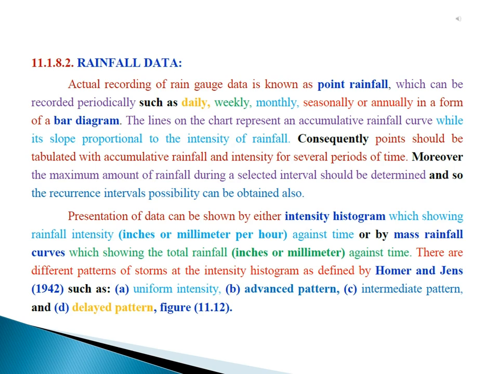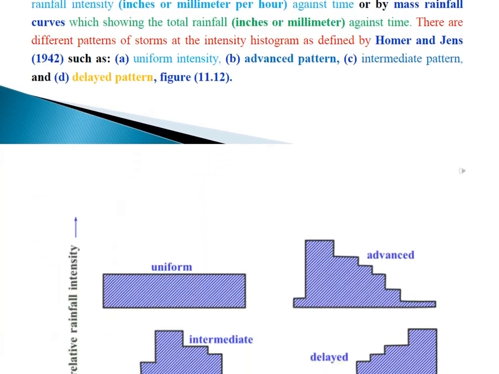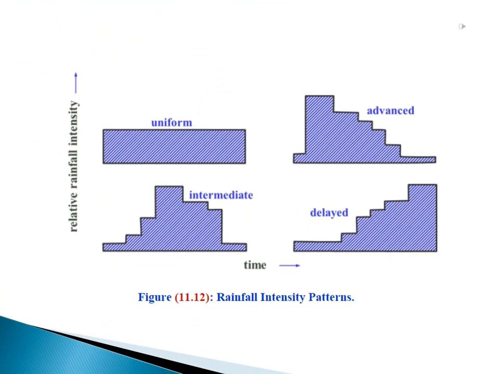Presentation of data can be shown by either an intensity histogram, which shows rainfall intensity against time, or by a mass rainfall curve, which shows the total rainfall against time. Figures showing rainfall intensity patterns, such as uniform, advanced, intermediate, and delay, are shown in front of you.